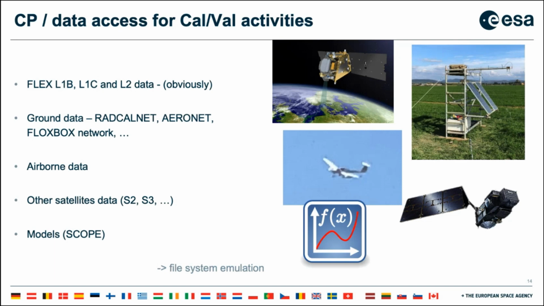And of course, you'll have access to all the Flex data, level 1B, C, and level 2, and whatever other products will become available in the future. You will have access to ground data like the Radcal network, the Aeronet, the Fluxbox network, or other networks that users might think can be useful. You can have access to airborne campaign data, access to other satellites data that can be useful for the Flex mission. You will have access to models like Scope. And last but not least, you will have access to file system emulation.